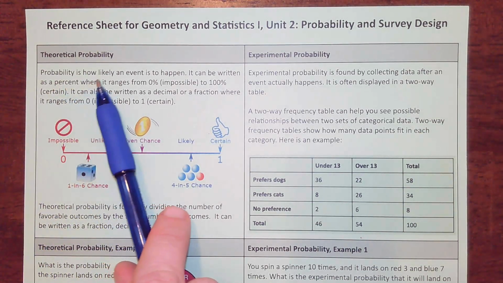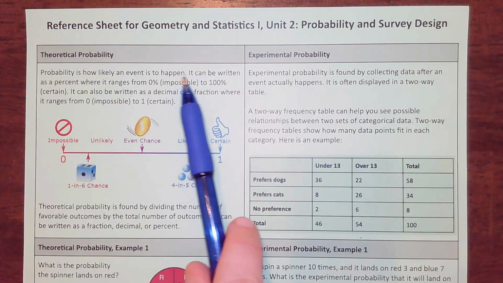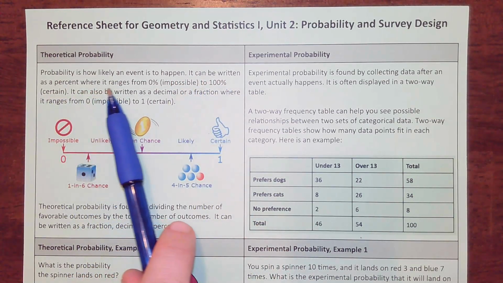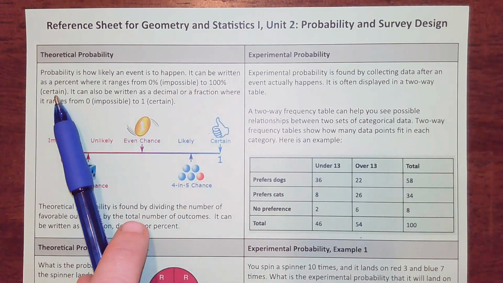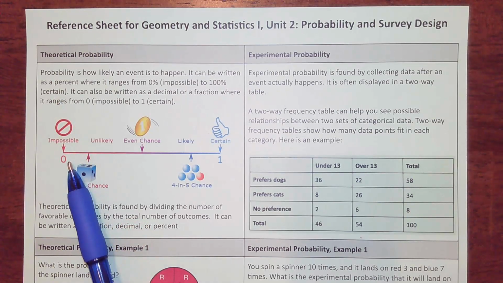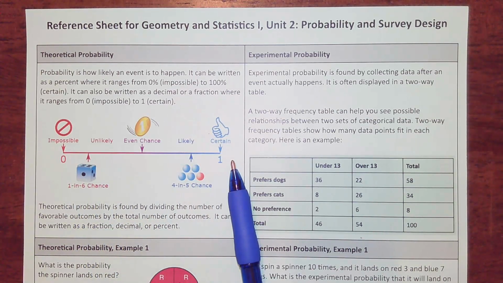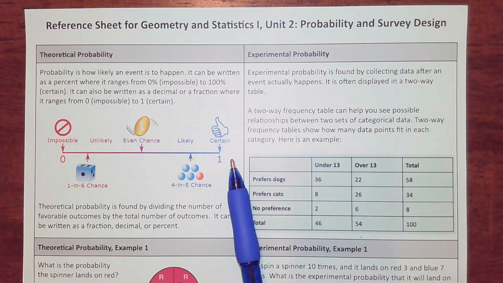Well, probability is how likely an event is to happen. It can be written as a percent where it ranges from 0%, impossible, to 100%, certain. So if I told you that there was a 0% chance it was going to rain tomorrow, that means it's impossible that it was going to rain, or at least that's what I thought. 100% chance of rain means it's certain it's going to rain tomorrow, or at least that's what I'm predicting.